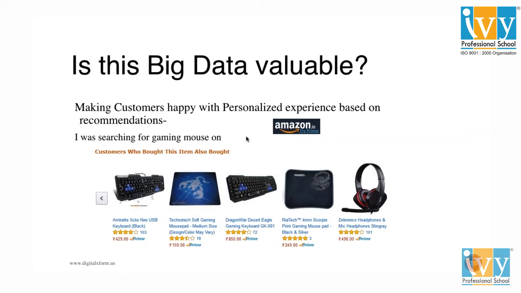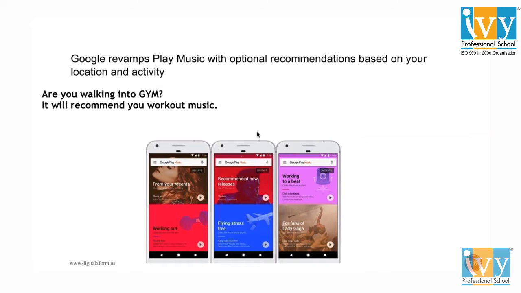For example, on Amazon, when you search for some product, say a gaming mouse, it will recommend that you can buy these other products. You must be knowing this. It gives you a personalized experience on that page with recommendations, right? So this makes customers really happy. There are other examples of recommendations. When you're walking into a gym, it will recommend some workout music.